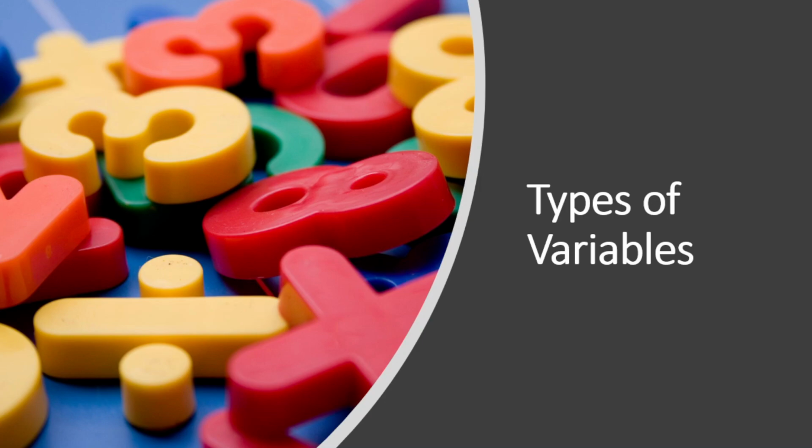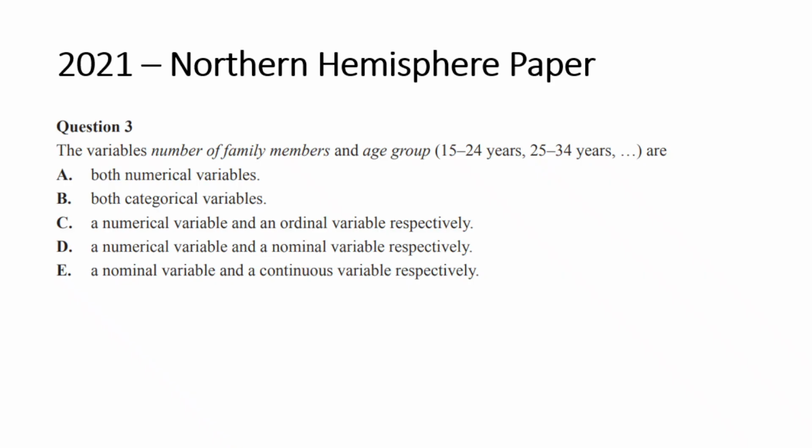Okay, today we're going to be looking at past exam questions which focus on the topic of types of variables. Let's have a look, first of all, at some questions from the Northern Hemisphere exam papers. So this one is from this year's Northern Hemisphere exam paper. The variables number of family members and age group are what type of variable?